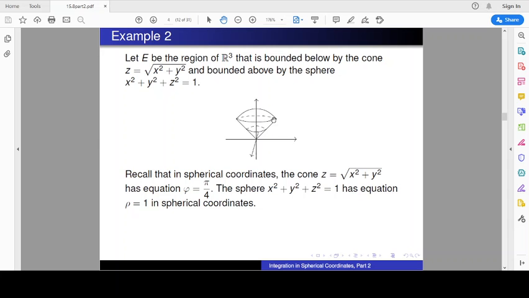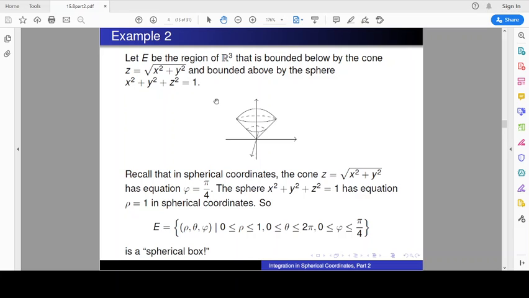So it looks like we can model this region E as the set of rho, theta, phi, where rho goes between 0 and 1, theta goes between 0 and 2 pi, all the way around, and phi goes from 0 at the z-axis to pi over 4 out here. And so yet again, this region's bounds are all constants. So this is yet another example of a spherical box.